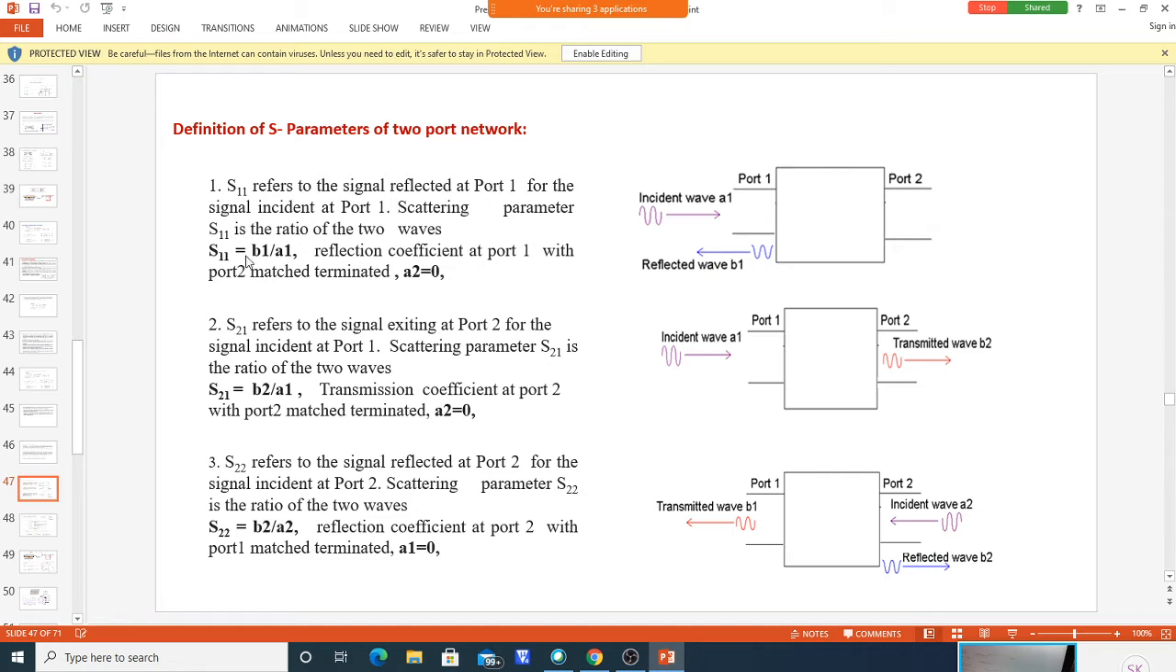For example, S11 is equal to 1 at 180 degrees. That means B1 has an amplitude the same as A1, but B1 has a phase shift of 180 degrees with respect to A1. That is the meaning of that. So like that, we usually measure S11. You can come to know how B1 deviates from A1 from the value of S11 because it is a ratio of B1 by A1.